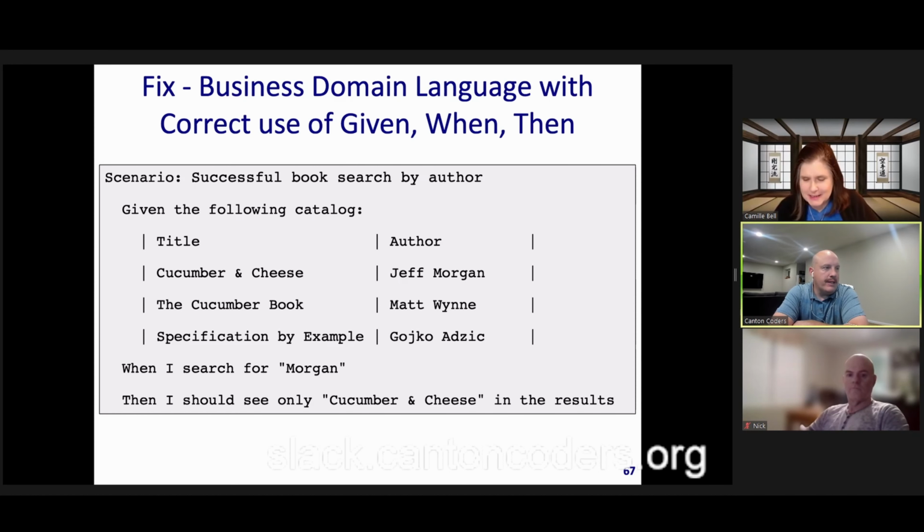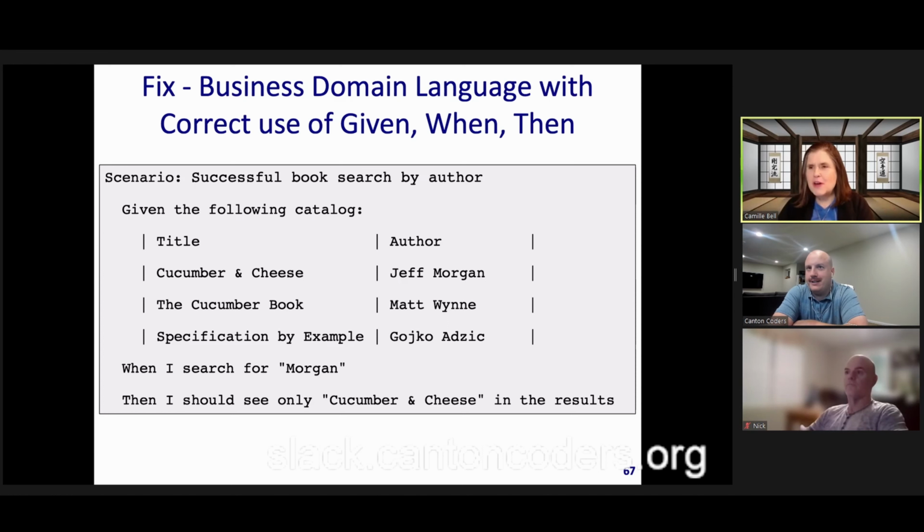Camille, I think we got a question. Chris, feel free to just blurt it out. What's your question? So what happens when the business comes back and says, well, I do want to see cucumber and cheese with the price and the format and these 20 other details? We break them into separate tests. Okay. We break them into separate scenarios.